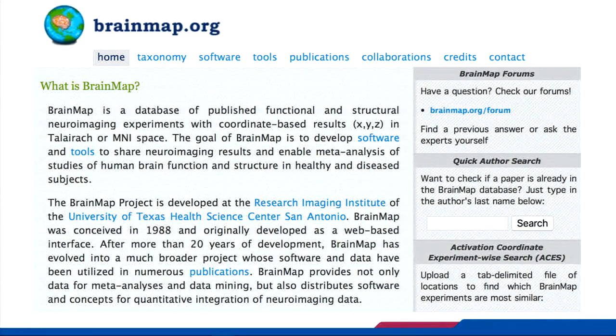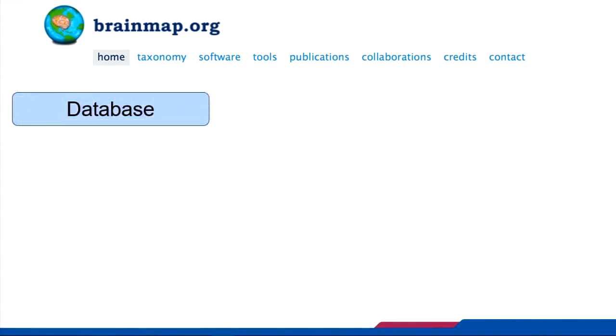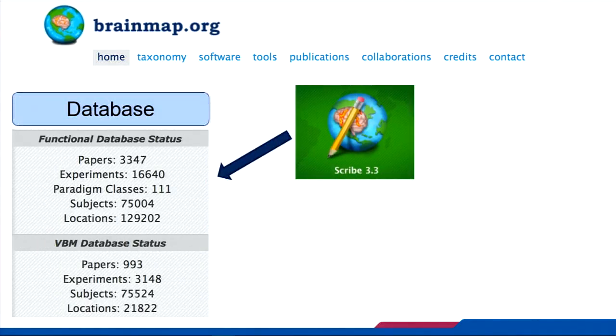So Brainmap is a tool for coordinate-based meta-analysis, not just a tool, a whole, let's say, ecosystem. And this is working on coordinates. So we can actually go all the way back to the very beginnings of the neuroimaging literature. At its heart, Brainmap is a database which you can enter data into through a particular tool, Scribe, and we'll briefly talk about that.